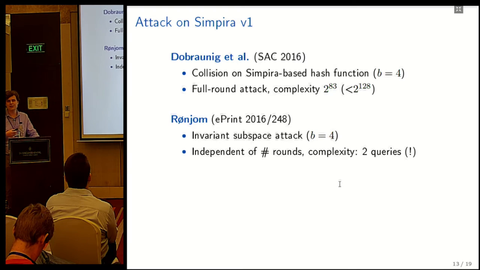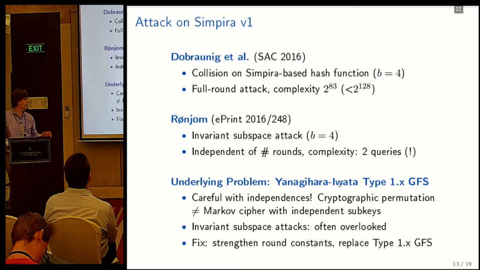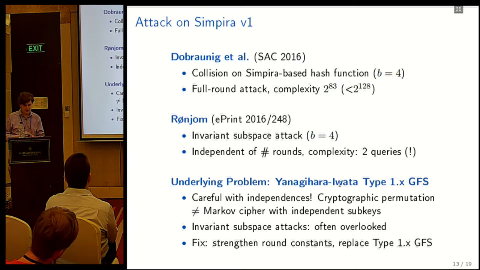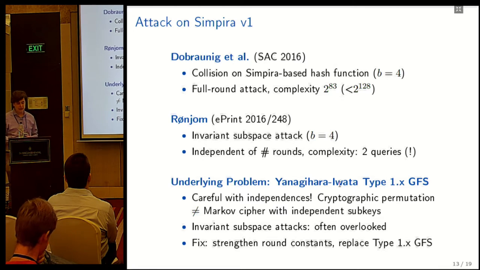If you want to look into these two attacks and see what actually has been going wrong here, it turns out that the problem is only with the Simpira variants that use this Yanagihara-Iwata generalized Feistel construction. That's the problem we analyzed in detail and explained in the paper. Basically, you need to be careful with independence. When you have a cryptographic permutation, there is no secret key, so it becomes difficult to assume that in every round the behavior of the cipher is independent of the previous round.